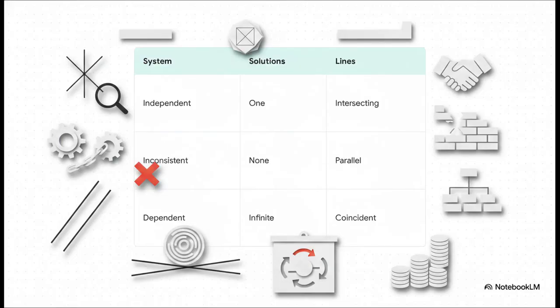So just to quickly recap our 3 distinct mathematical outcomes, you either have an independent system with one intersecting solution, an inconsistent system with 0 solutions because the lines are parallel, or a dependent system with infinite solutions because the lines are coincident. Recognizing these 3 types early on stops you from endlessly trying to solve a system that simply doesn't have a single answer.